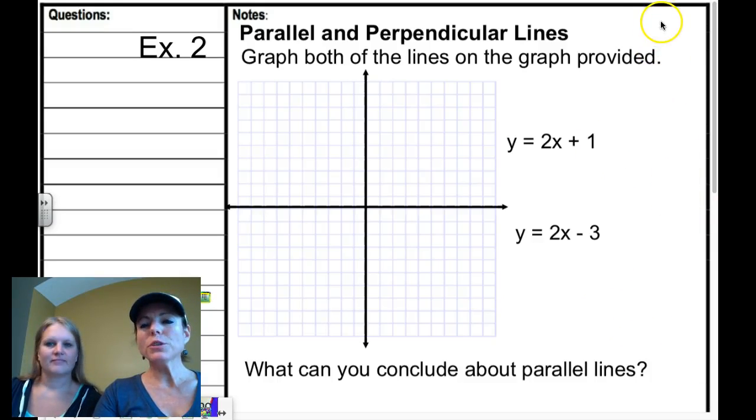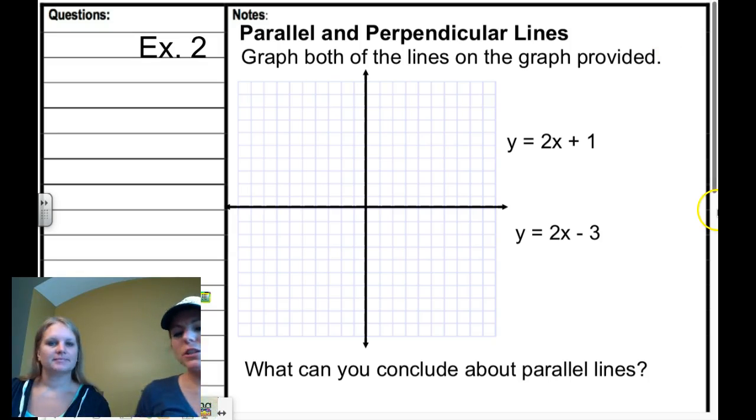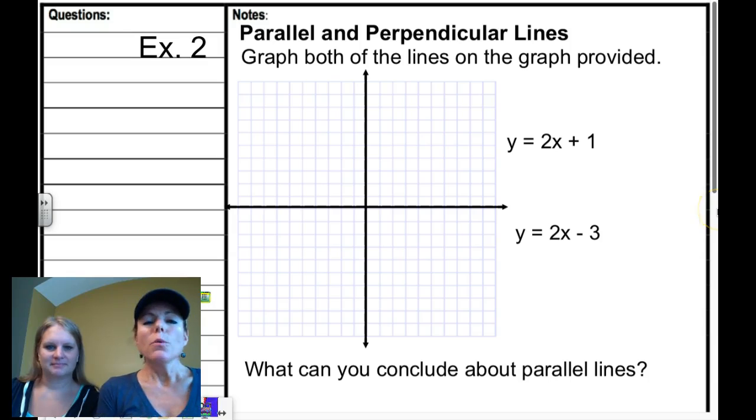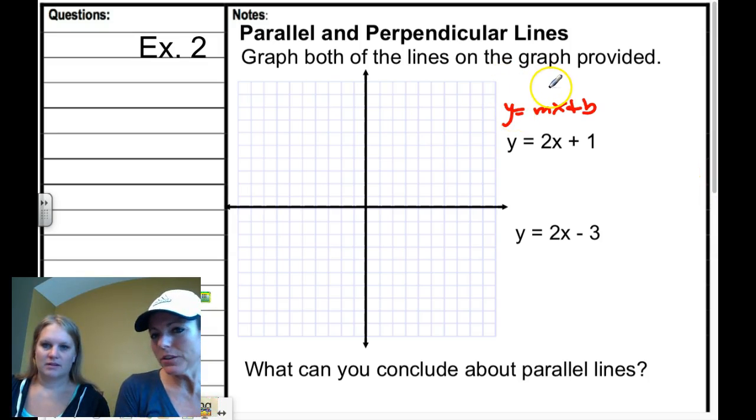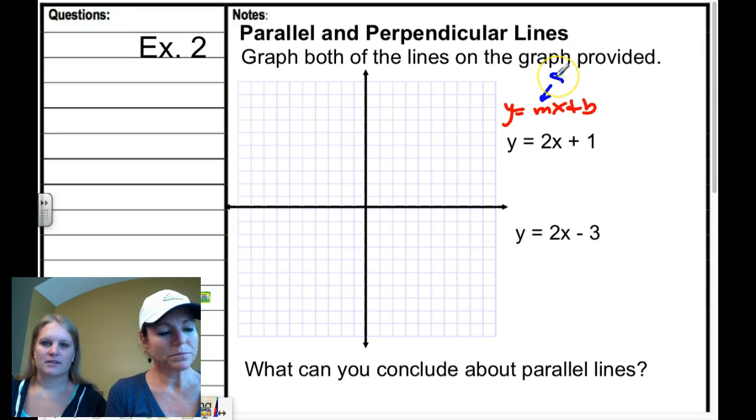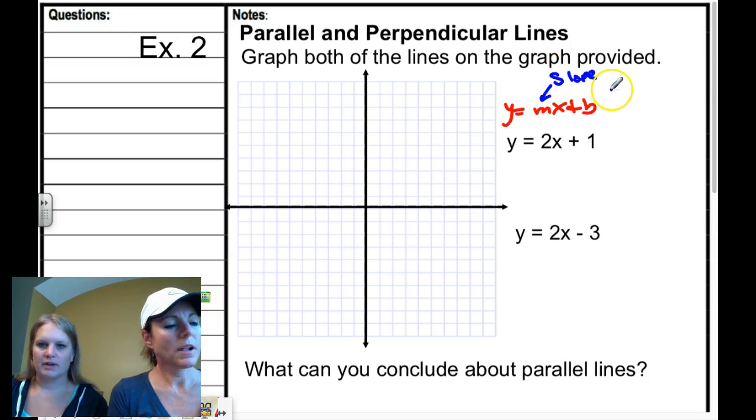So one thing we should, well, no, actually, I'm not going to say that. I want to do this first, and then I will say that. Perfect. We're going to graph both of these lines. We know how to do that. This is just y equals mx plus b. So should we have one of them be one color and another be another color? Yeah. Okay. So remember, our m is our slope, and our b is our y-intercept.